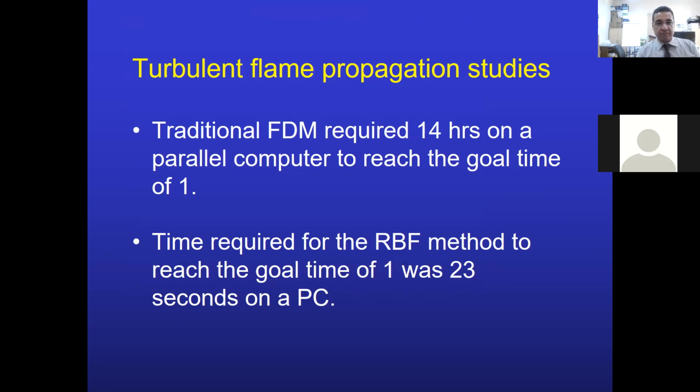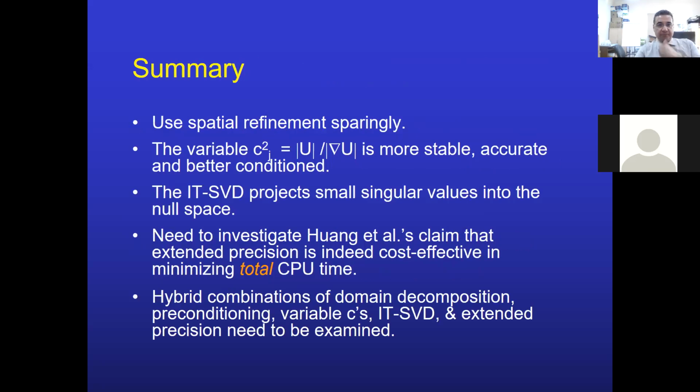Okay, I just want to show that if you want to do this, the traditional finite difference method requires 14 hours on a parallel computer to get to a final time of 1. The time required for the radial basis function method to reach time 1 was 23 seconds on a PC. So we don't need all that.